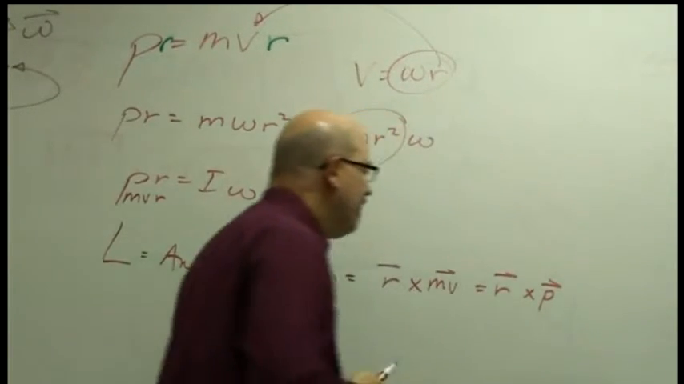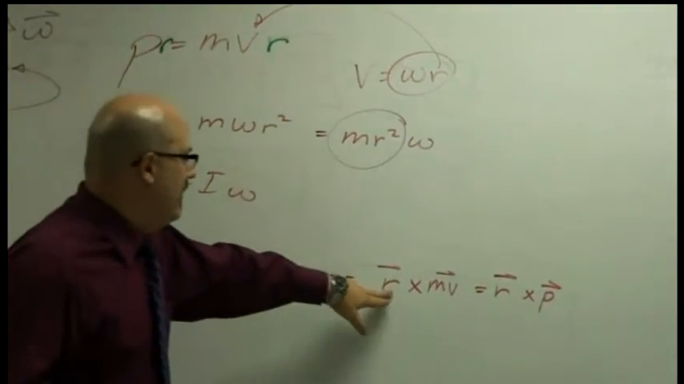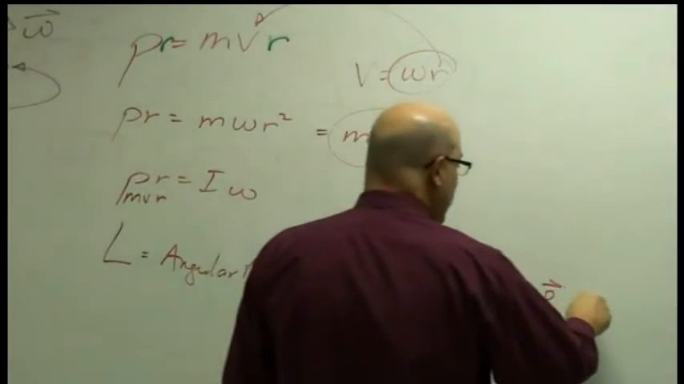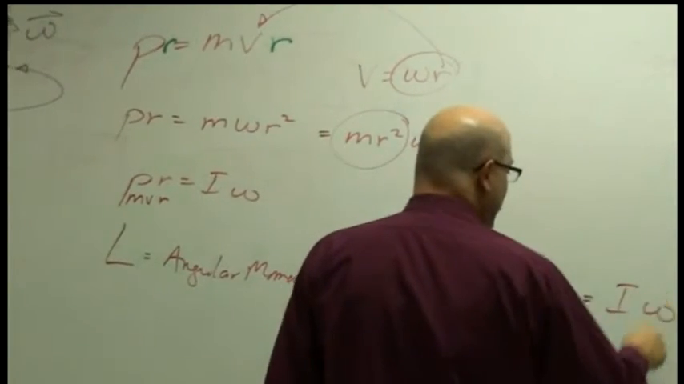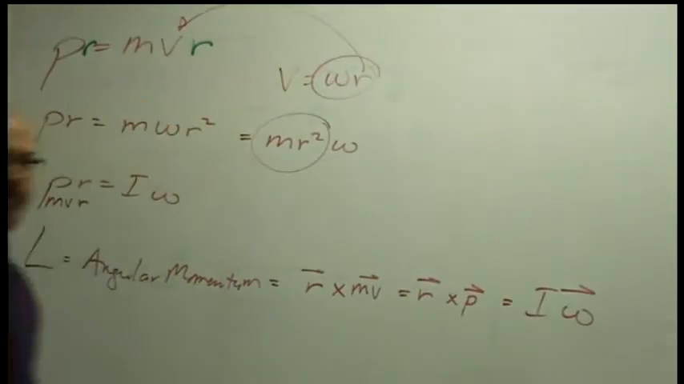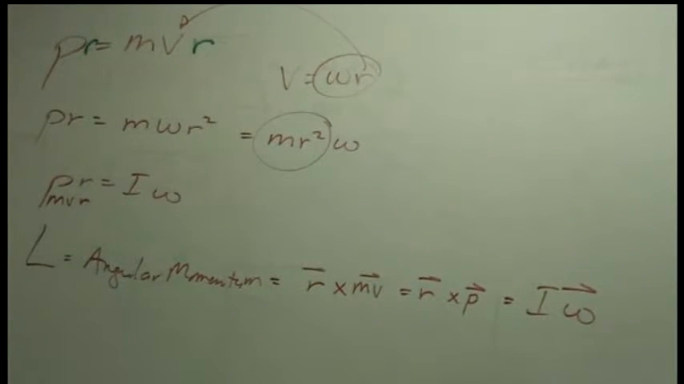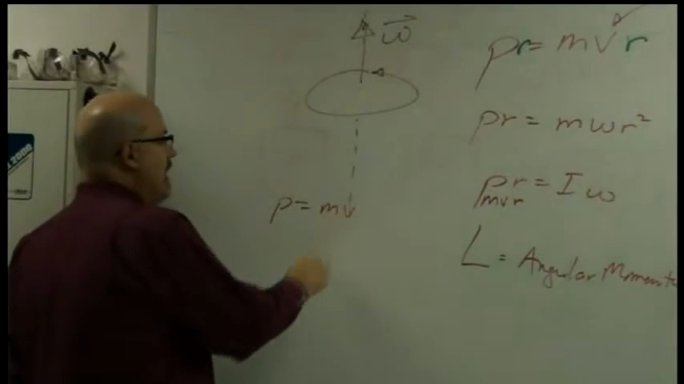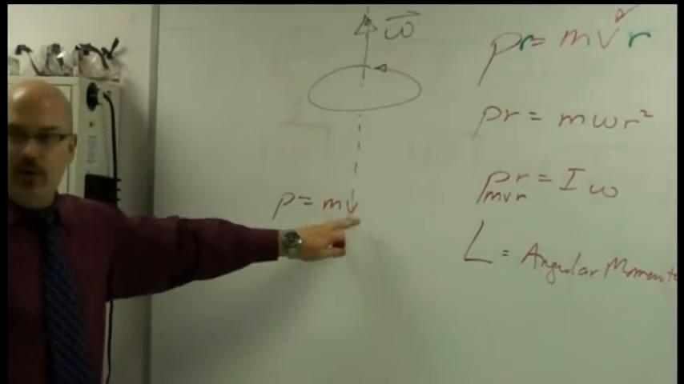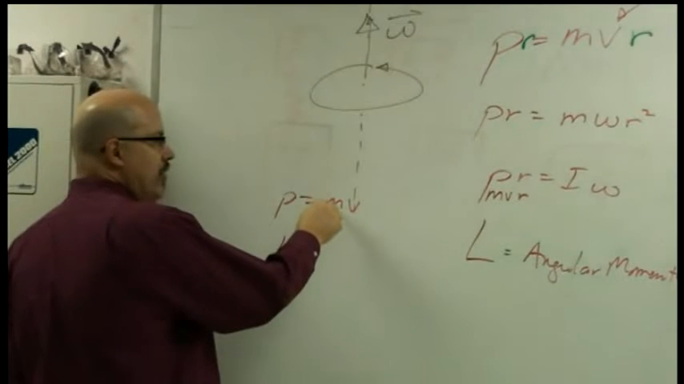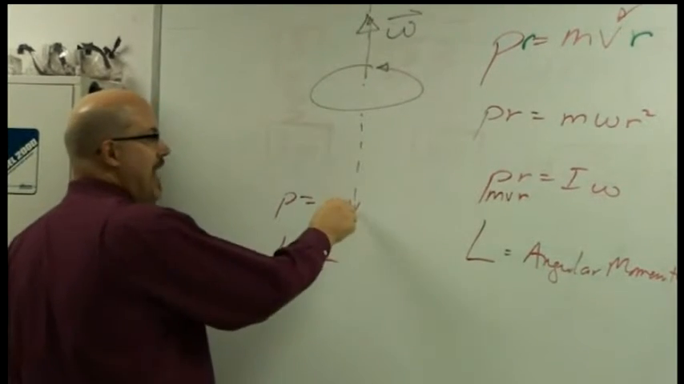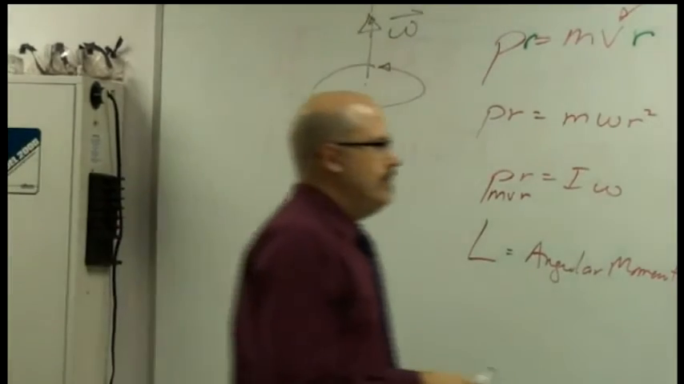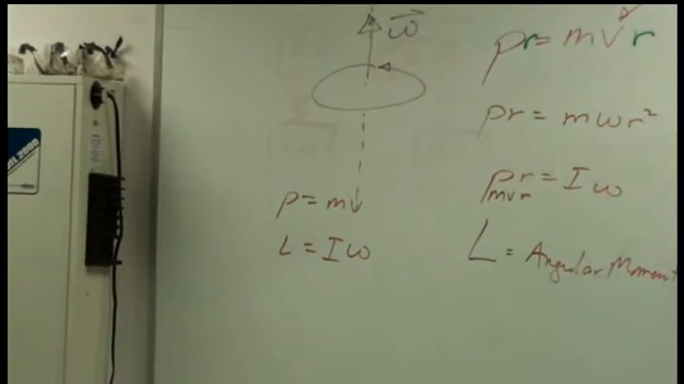There are several ways to write this. One way is r cross mv. One way is r cross linear momentum. Or you can write it I omega. Those are our three ways to write that. That ought to make sense, because when we have linear momentum, it's mv. When we have angular momentum, we should use the angular equivalents, which are moment of inertia for mass and omega for velocity. So there we go, there's angular momentum.